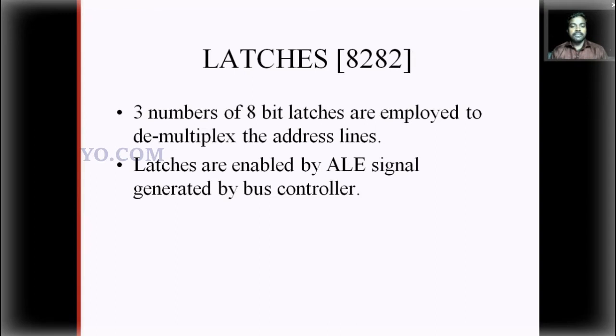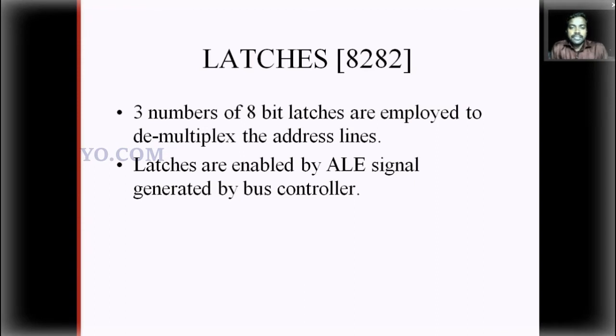Before designing a system we must know what things we want. If you are going to purchase one computer, what things do you purchase? CPU, mouse, keyboard, monitor, then printer, scanner, etc. These are the things you will purchase as per your requirement. In the same way, before designing one system you must know what components you want. So let us list them. First one, the latches.